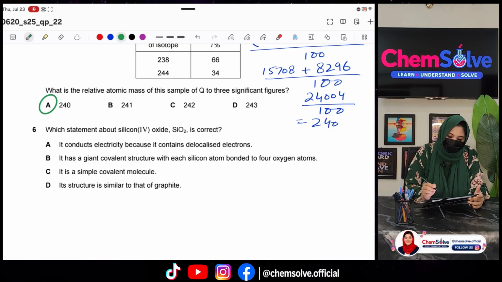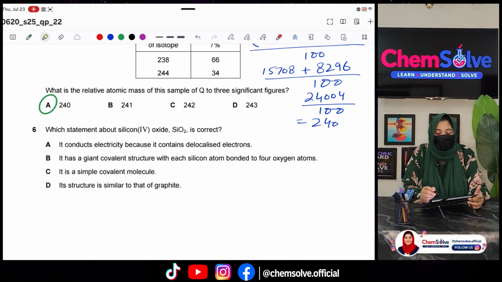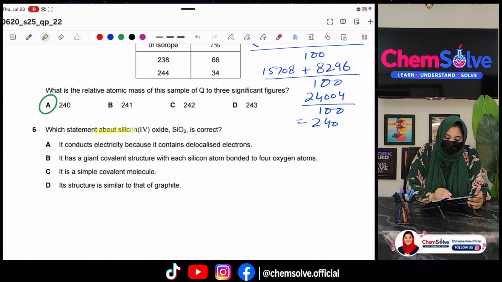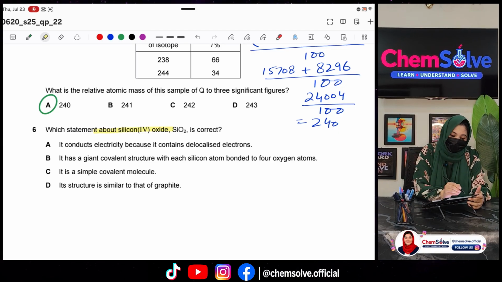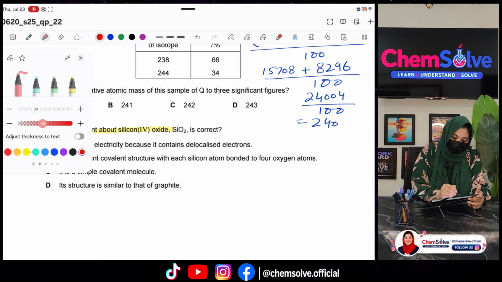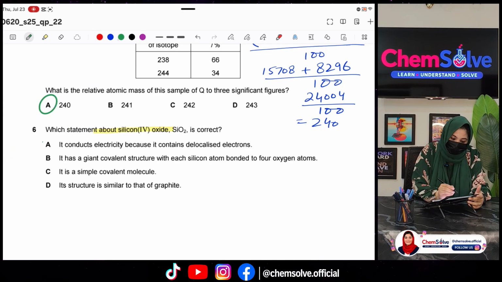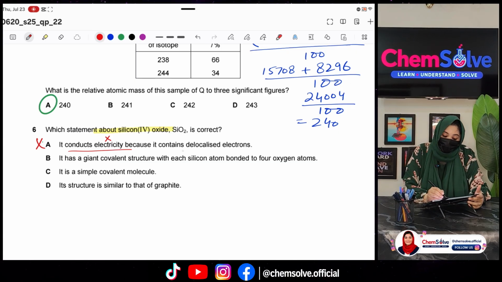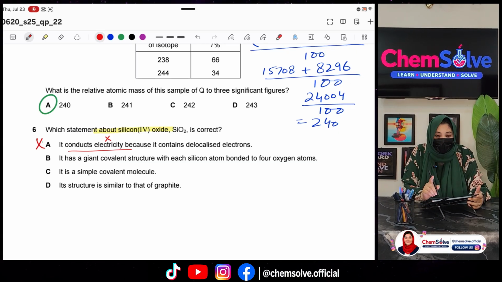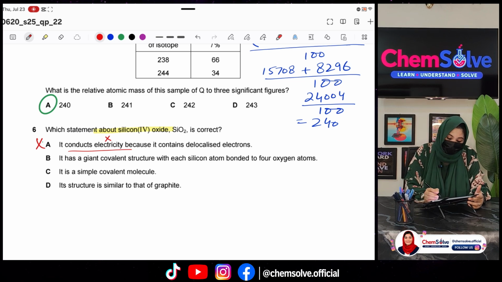Okay, so the next question is question number 6, which says silicon 4 oxide. What is correct for silicon 4 oxide? Okay. So, it conducts electricity because it contains delocalized electrons. Absolutely not. It does not conduct electricity. It's a macromolecule, a giant covalent structure. It has all strong covalent bonds in it, and it does not have delocalized electrons. That's why it does not conduct electricity. Okay, this option is incorrect.